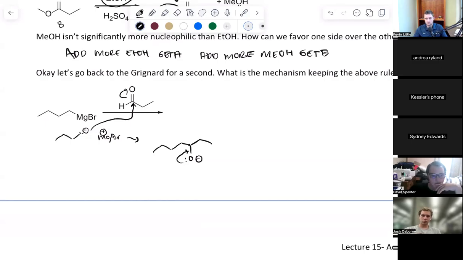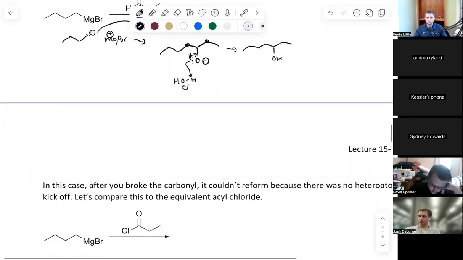No, I have no heteroatoms. I have no oxygens or leaving groups of any kind. Carbons are terrible leaving groups. I cannot form this carbonyl, so it gets protonated. Right, we've seen this before, but now through that same lens, there's no heteroatoms here. There's no leaving groups of any kind. Carbons are the worst leaving groups you could possibly imagine. So this cannot happen. So we just protonate and move on. We don't reform the carbonyl like we do when we have a leaving group present.